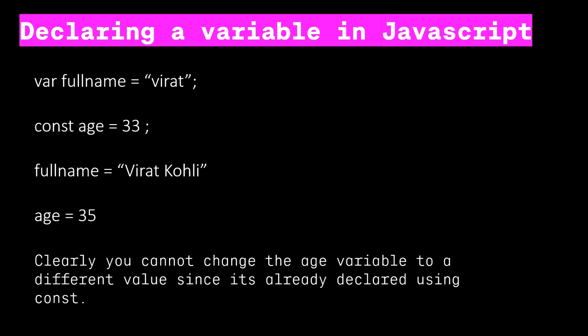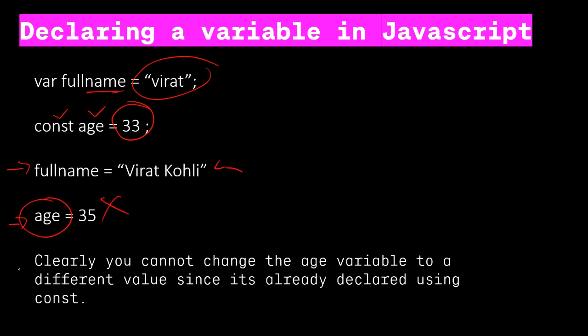So this is just the basic implementation of what we have done so far. If you can see, I just created a variable called full name using var, which has been set to Virat, and the age has been declared using const, which has been set to 33. Now full name can be overridden using some other value, whereas the age variable cannot be overridden. So as it says clearly, you cannot change the age variable to a different value since it's already declared using const. Perfect, guys. I hope you understood about let, const, and var.